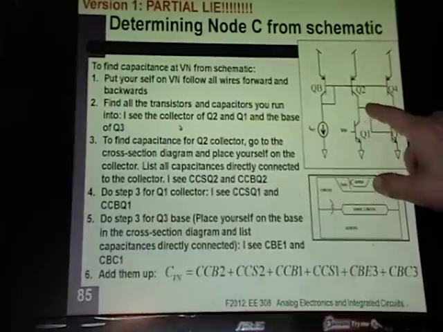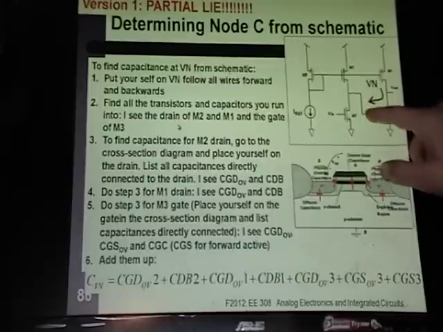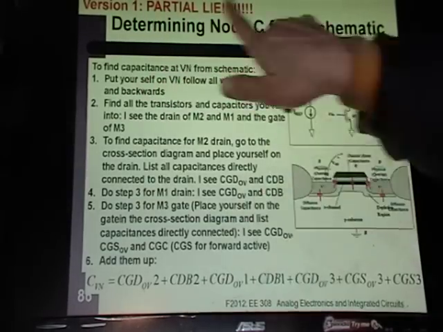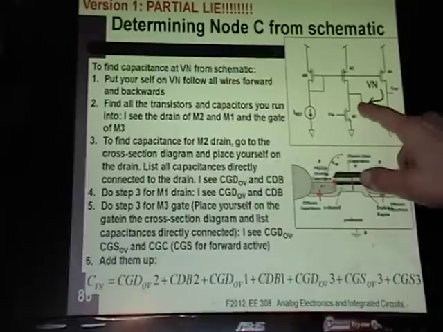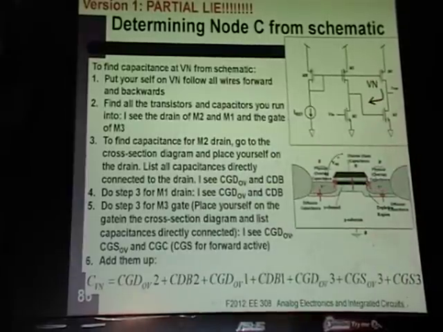And we are going to look at this node, I believe. Yeah, here's the node we're going to look at right here. And this is version 1, partial lie, partial lie, partial lie. Okay, we're looking at the capacitance at this node. And we're going to use the quick method here.